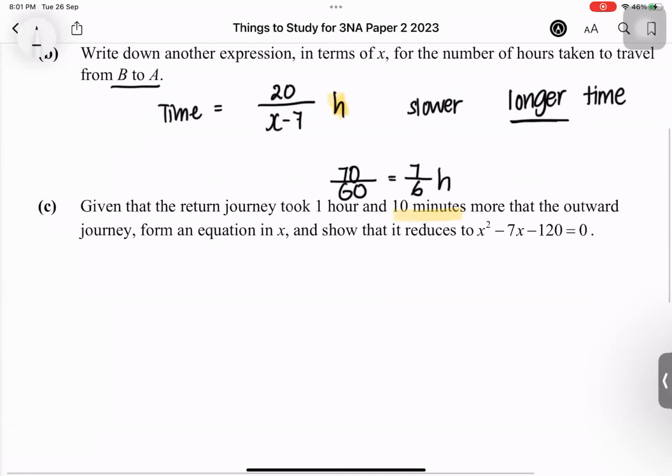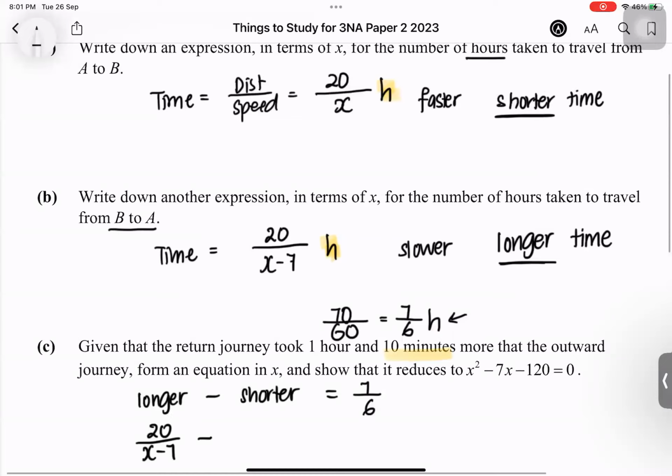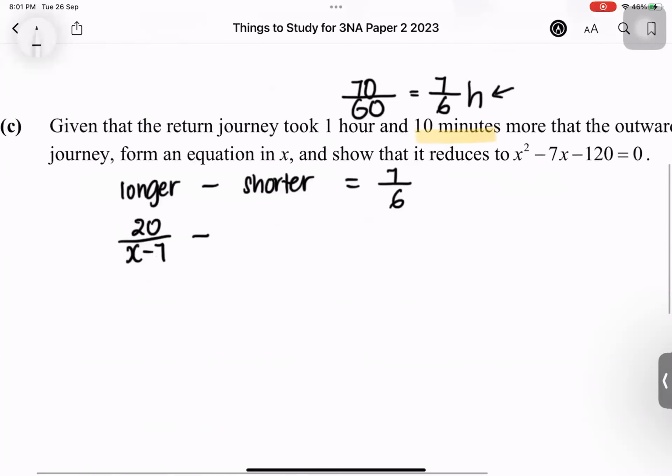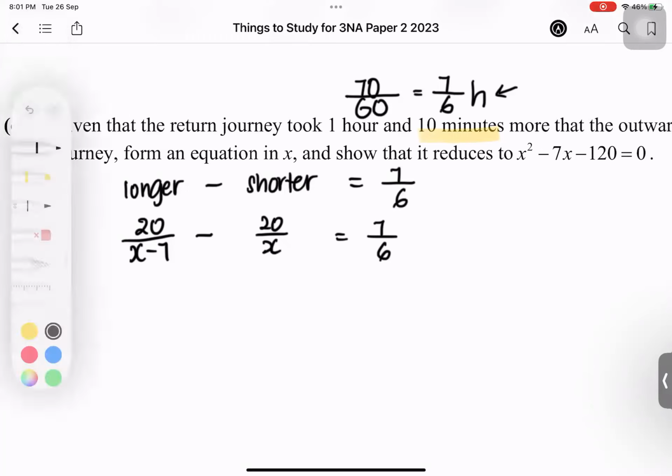So the longer minus the shorter one is equal to, using hours, 7 over 6 of an hour. So the longer is 20 over x minus 7, minus the shorter one, 20 over x, equals 7 over 6. Okay, now what do we need to do?